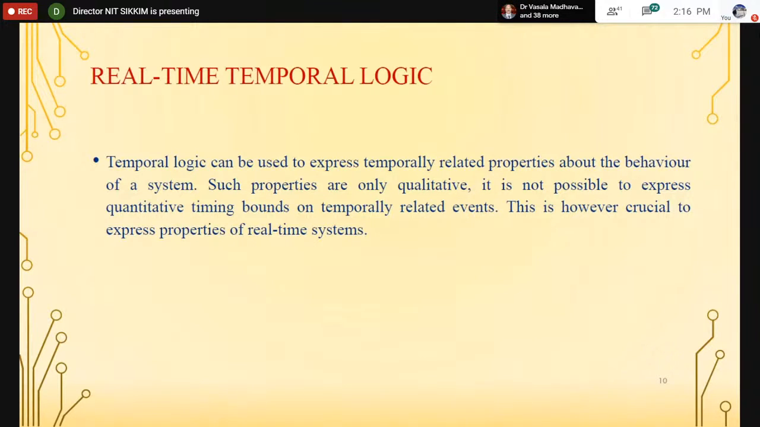Now, when we talk about the real-time applications, all the critical systems, we have to provide ways to mention or implement the timing constraints, which are an integral part of any proposition or any condition or any relation in a system design. And therefore, we say temporal logic can be used to express temporally related properties about the behavior of the system. Such properties are only qualitative. It is not possible to express quantitative timing bounds on temporally related events. This is however crucial to express properties of real-time systems.